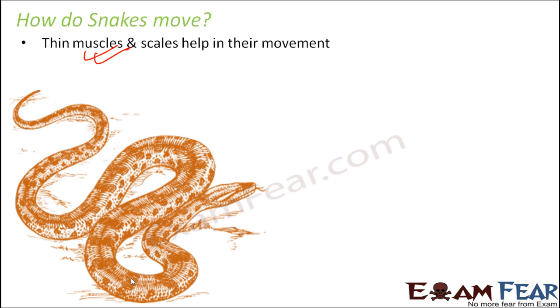Now, due to the presence of these thin muscles throughout their body, their movement is different from the movements of earthworms. You might say that the earthworm also moved somewhat like this, but not really, because earthworms had muscular bristles, and with the help of those bristles they moved. But in the case of snakes, they have thin muscles throughout their body, and with their help they move in this curvy fashion and they slither.